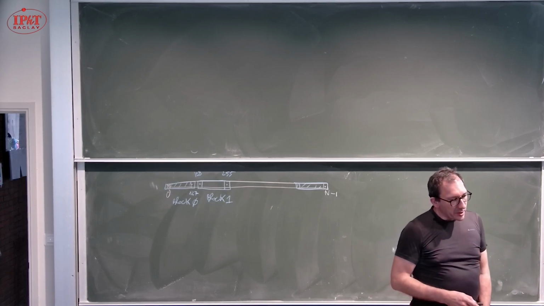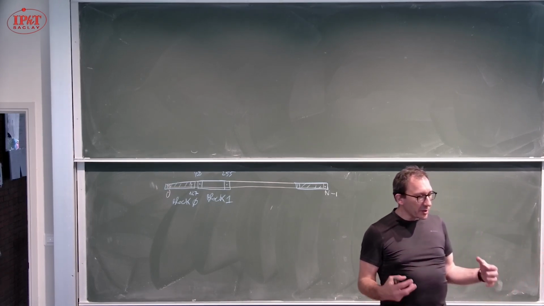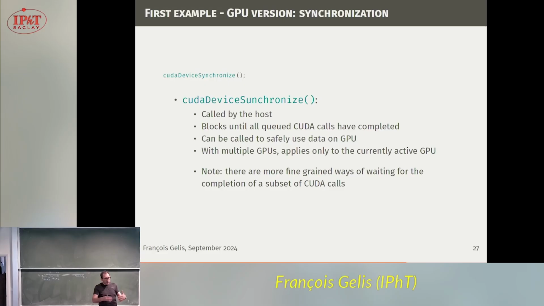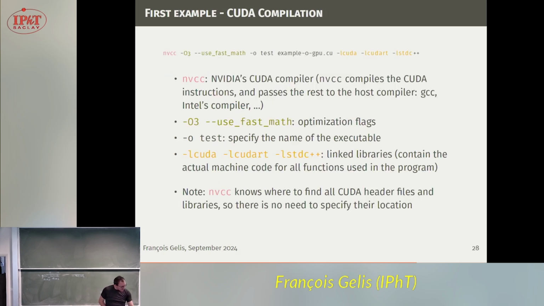So this I already mentioned, it's to synchronize everything, so it means the host will wait until all the queued CUDA functions or whatever have been terminated. But this is kind of the brute force scheduling. It will just freeze everything until everything has finished on the GPU. And there are more fine-grained ways of waiting for the completion of just a subset of the CUDA tasks you started, but you don't care about the others. So this I will explain how to do it.